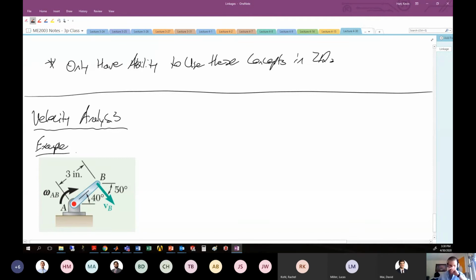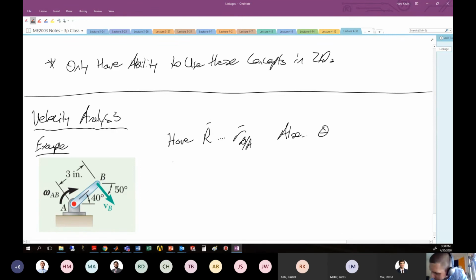So say we have this sort of link in a linkage, and we know something about its angular velocity, we know something about its position, and we want to find the velocity of the end of this link at point B. So we have the position vector r, which I'll relabel as the position vector r locating B from A. And we also know the angle theta, which here is 40 degrees.